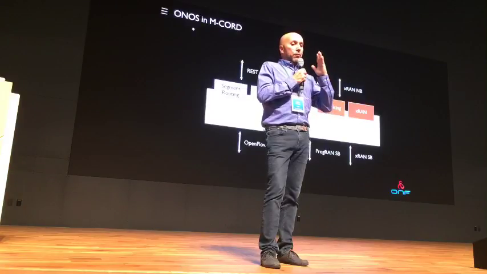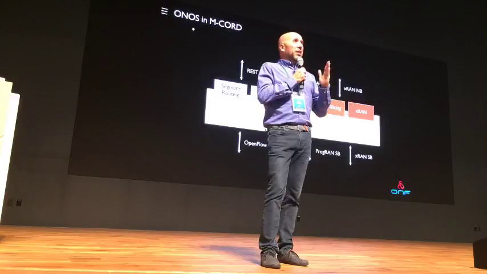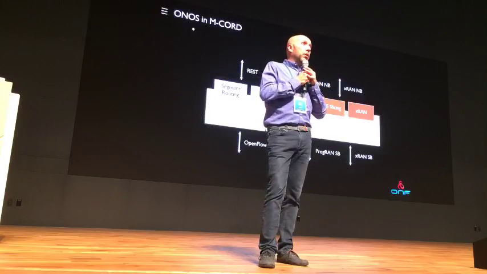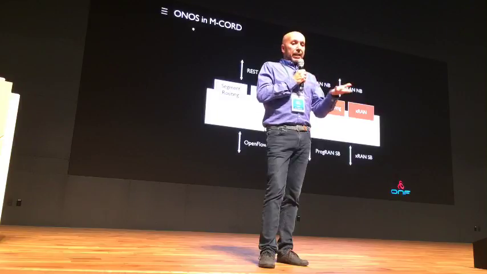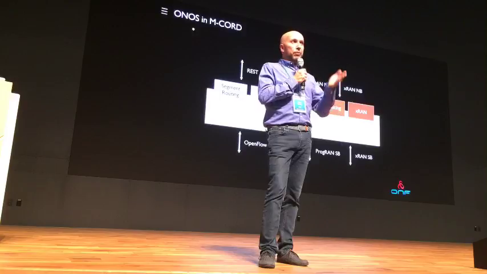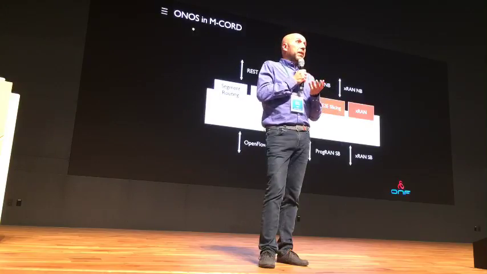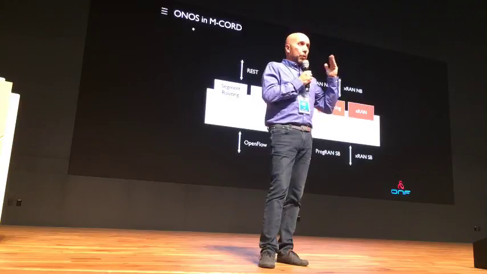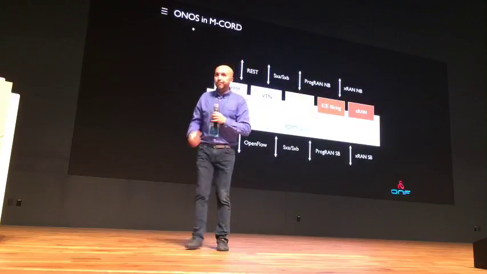For XRAN, we have an XRAN-specific northbound and an XRAN-specific southbound. For the end-to-end slicing application, we have a program southbound and a program northbound. And for the SP gateway, we have the 3GPP-described SXA and SXB interfaces, both on the north and southbound.